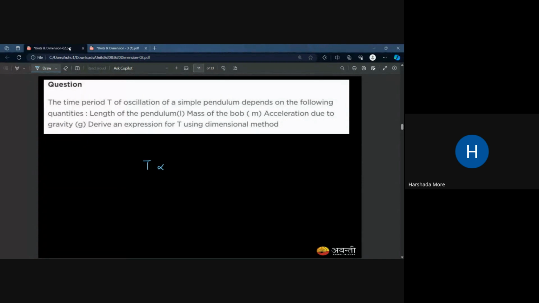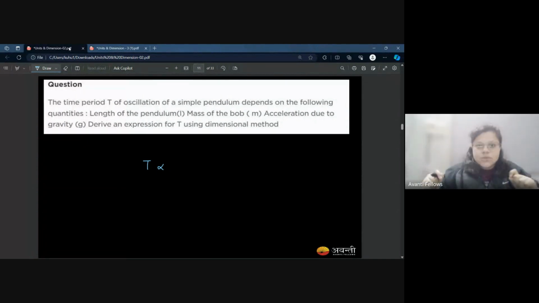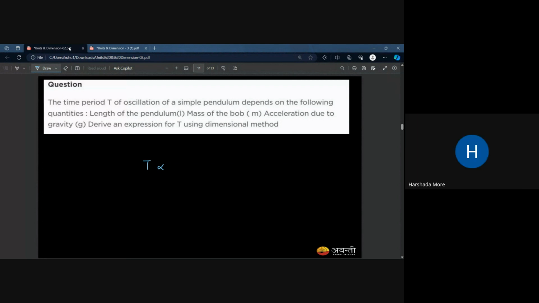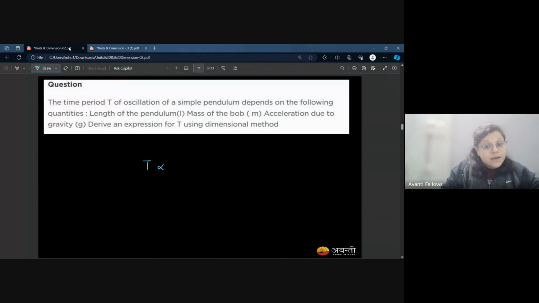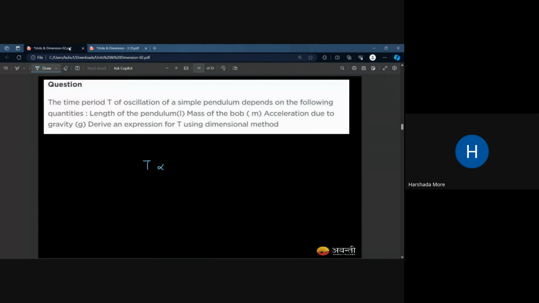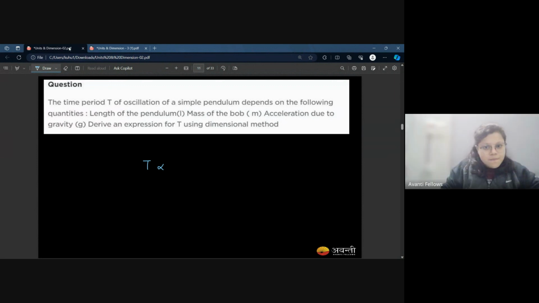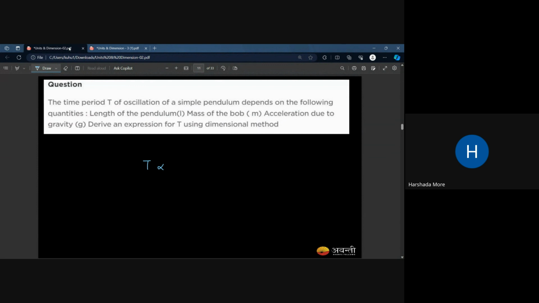So that now we can find the values. Sorry to cut you in between. Can you tell me the last expression, the result, whatever you are getting? Yes, ma'am. T raised to 1 is equal to K times M raised to X, L raised to Y plus Z, and T raised to minus 2Z.